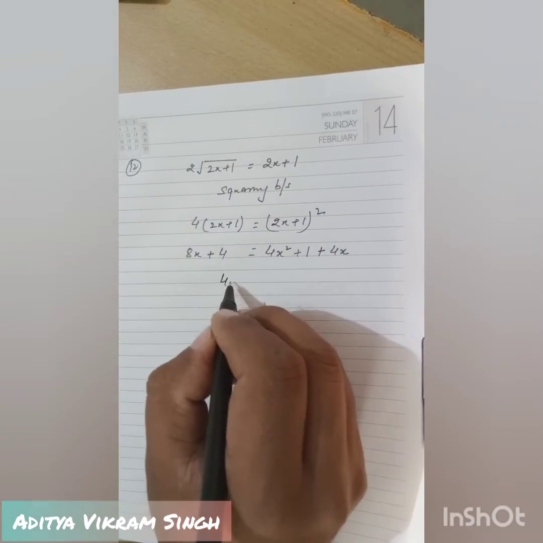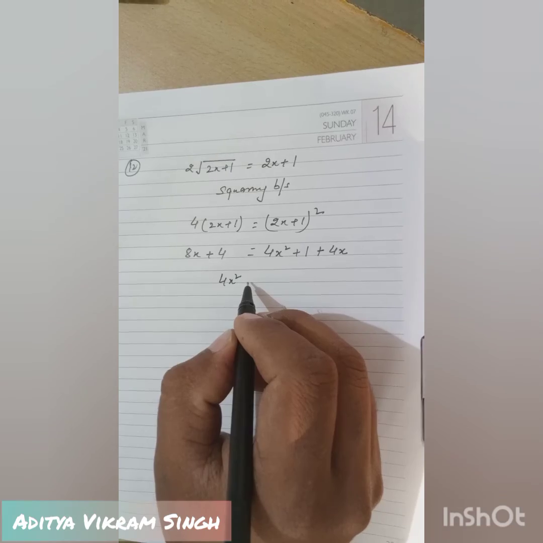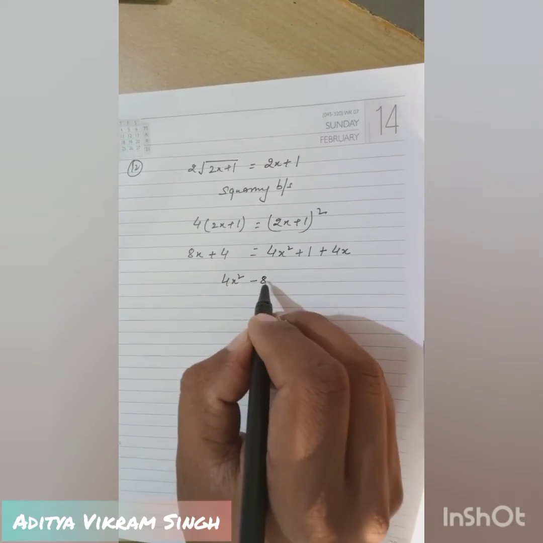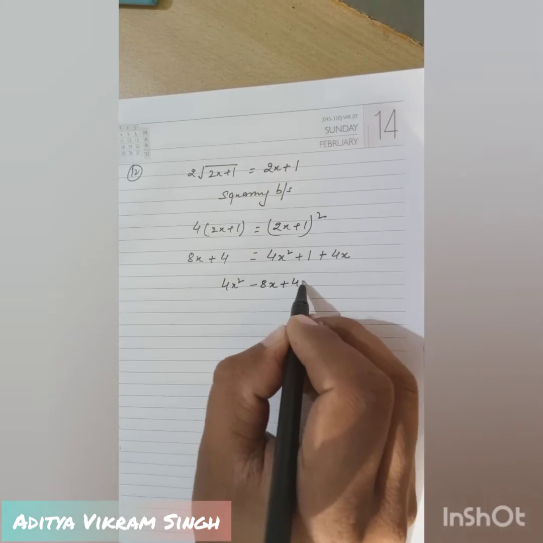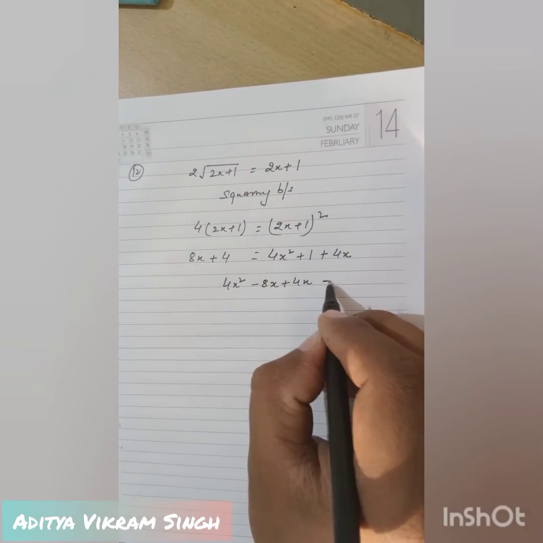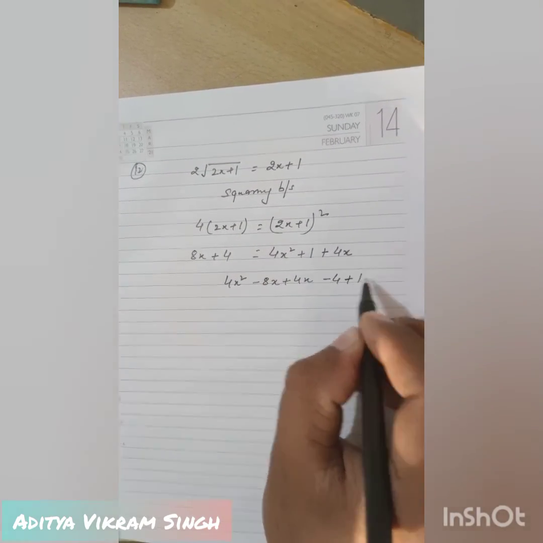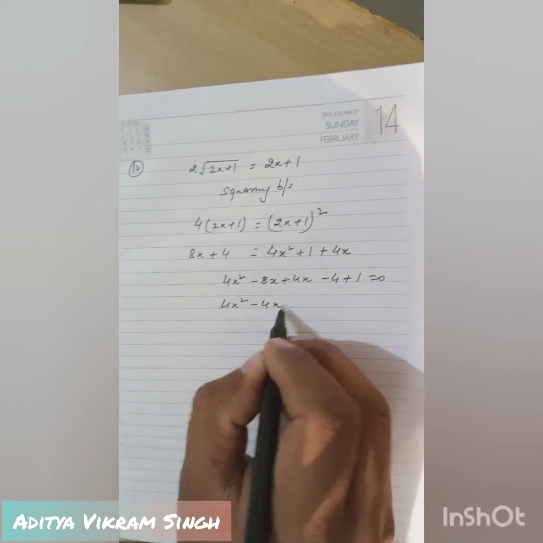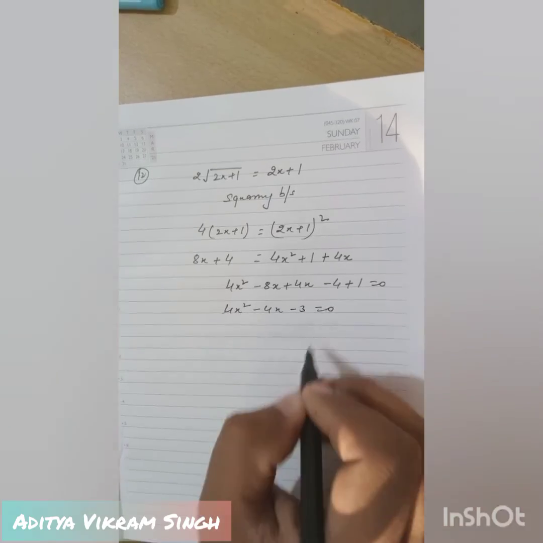After transferring this, we are left with 4x square, and if this 8x goes that side, then it becomes minus 8x plus 4x, and this 4 goes that side, then it becomes minus 4 plus 1, which is equal to 0. So here this becomes 4x square minus 4x minus 3 is equal to 0.